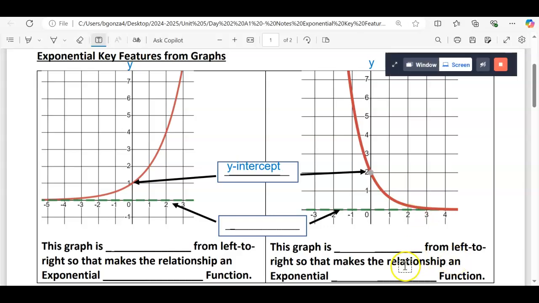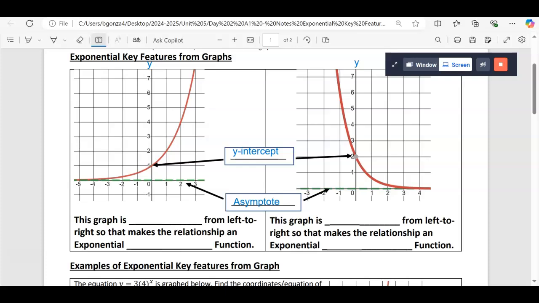So let's write that in here. Don't forget to spell it right. Asymptote. So whenever we have exponential functions, they're always going to get closer and closer to this line, but never touch it, never cross it. Now, there's two types of graphs right here on the screen.